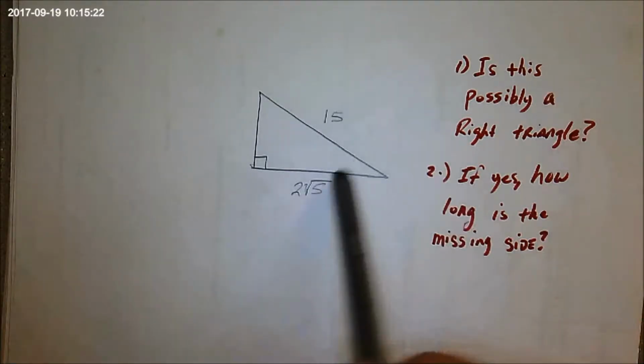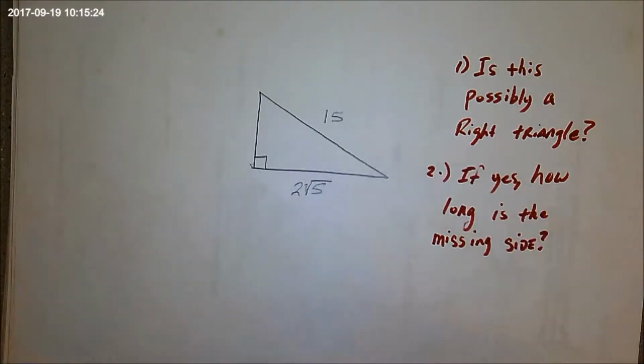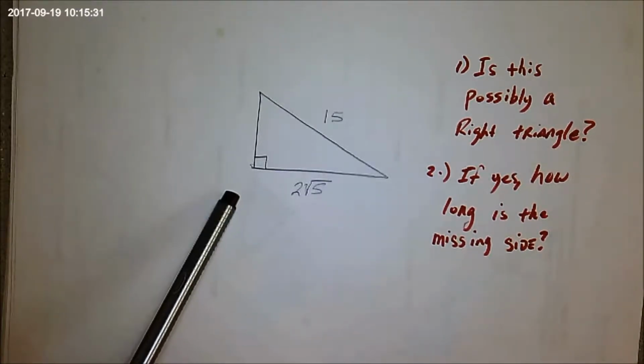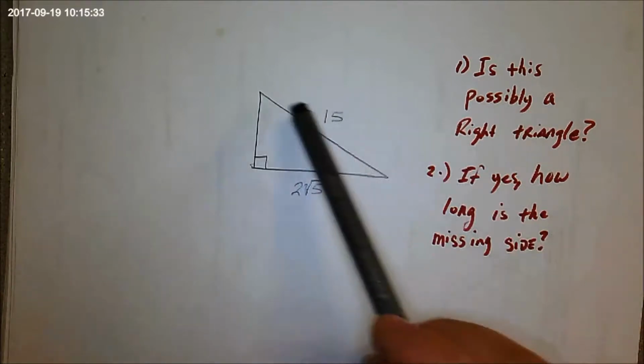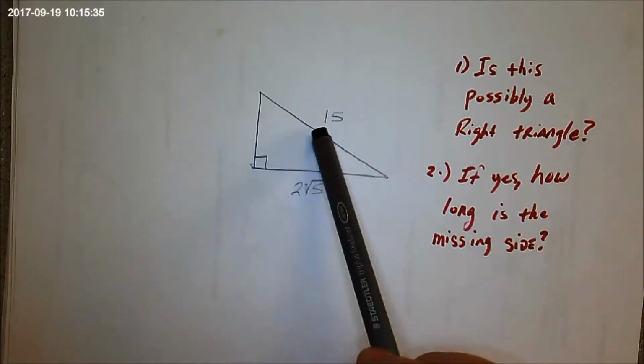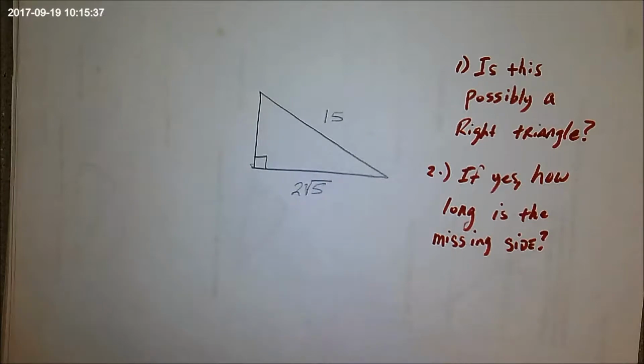Okay, so the first question was, is this possibly a right triangle? And it gave you a clue. In order to be a right triangle, there's two things that have to happen. There has to be a 90-degree angle, of course, right? But then the side that's opposite of the 90-degree angle has to be the longest side. Has to be. If it's not, it's not going to be a right triangle.